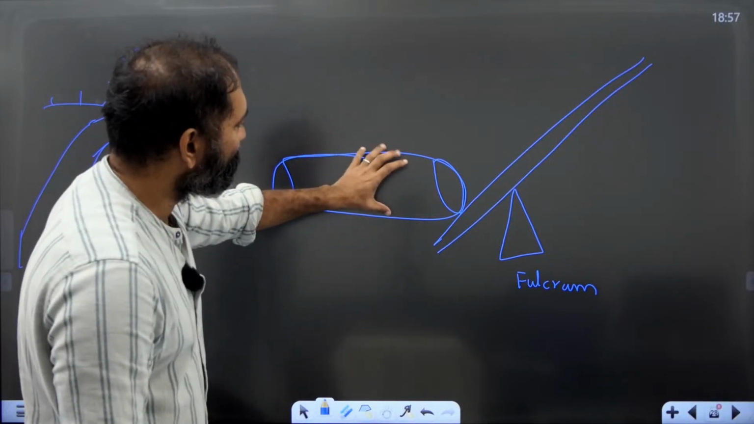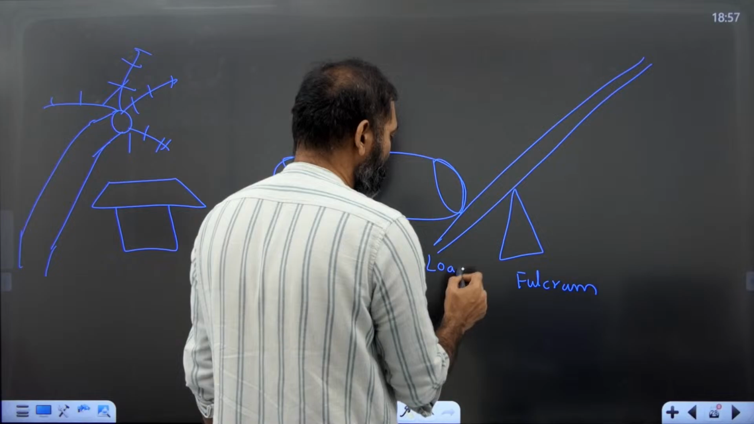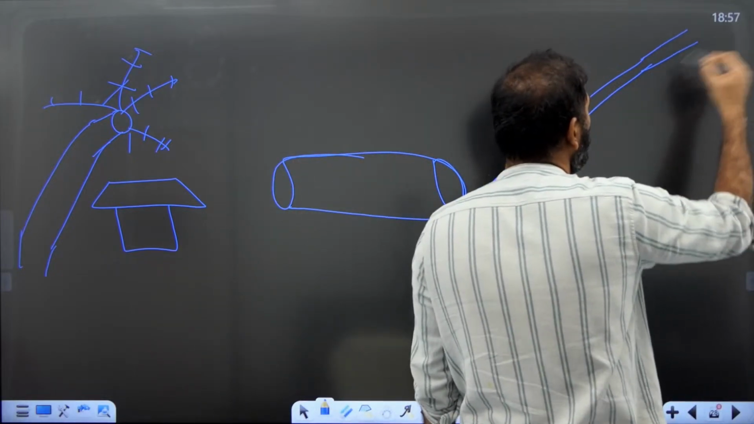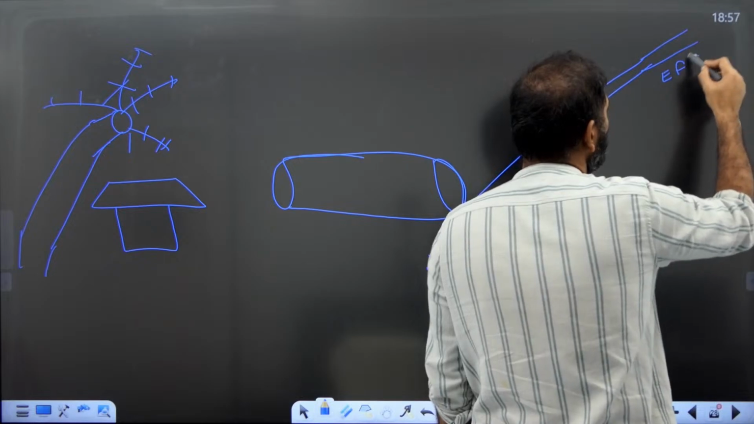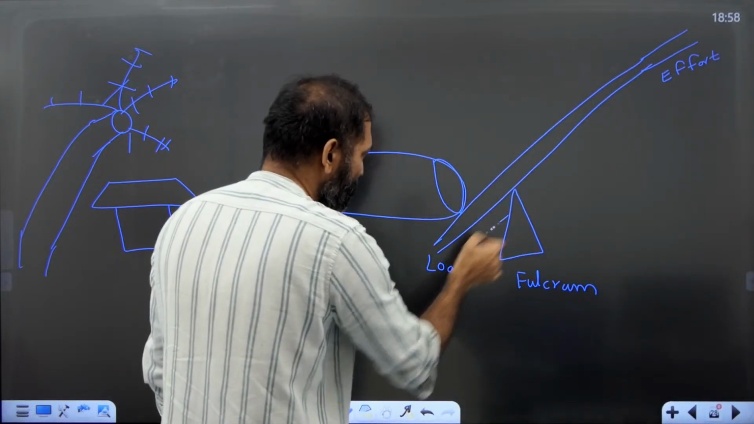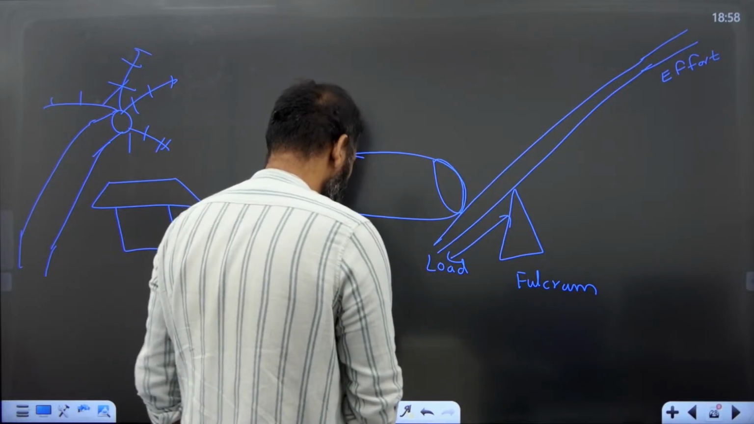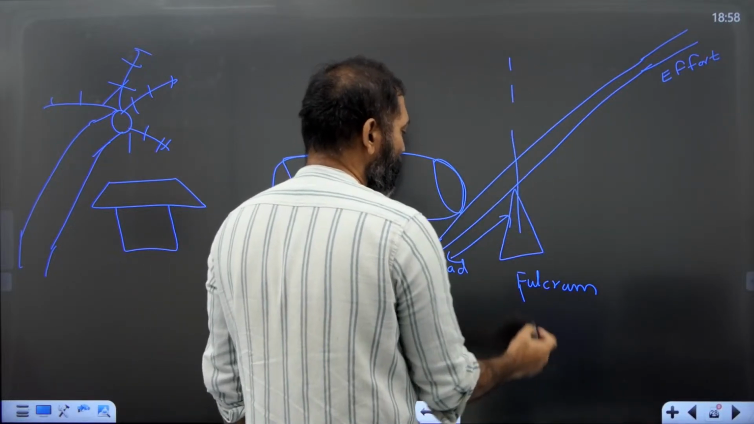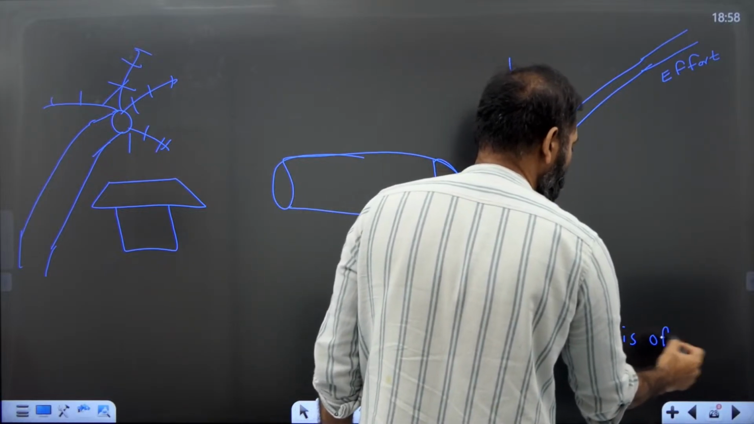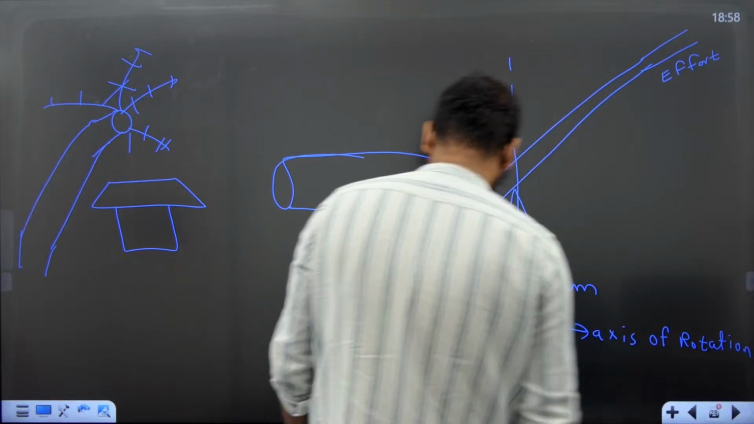So what is this coconut tree wood? This is the load that has to be moved. And this is the effort the workers have to put. What is this distance? This distance is from the load to the axis of rotation. Fulcrum means what? Axis of rotation. It is applied at the axis of rotation. The axis of rotation is through the fulcrum.